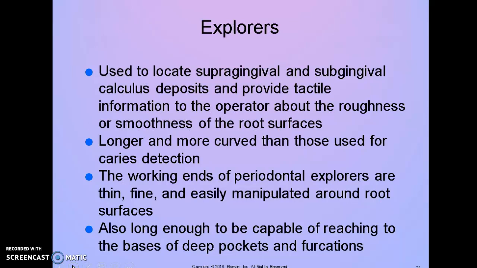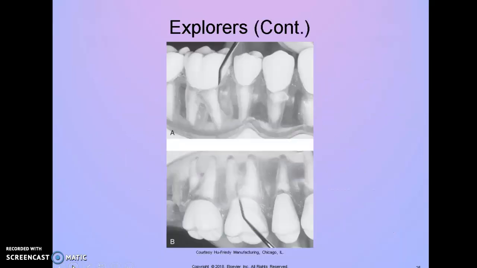Explorers are used to locate supragingival and subgingival calculus deposits and provide tactile information to the operator about the roughness or smoothness of the root surfaces. Those used for periodontal work are longer and more curved than those used for caries detection. The working ends are thinner, finer, and easily manipulated around root surfaces. They are also long enough to reach into the bases of deep pockets and furcations. So here is a look at a pigtail explorer to be able to get into that sulcus and into the furcation area, as you see here.